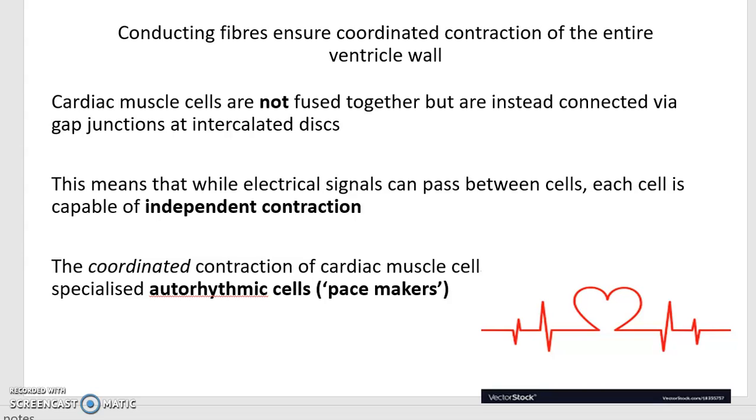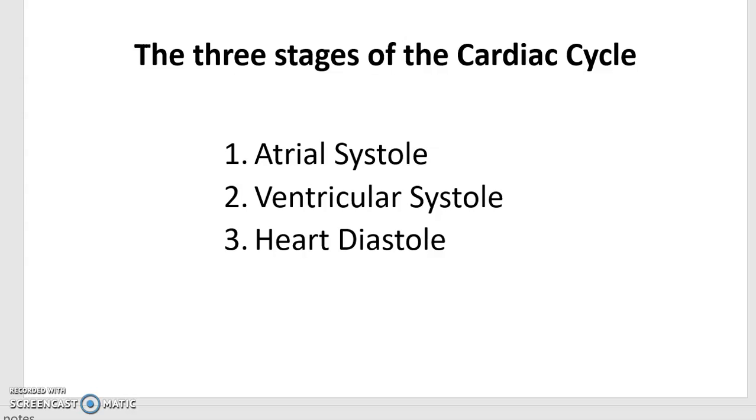We're going to look at how the pacemaker works, how the pacemaker causes atrial contraction or atrial systole, and then atrial systole is followed by ventricular systole, and then finally diastole. So there's 3 stages of a cycle of events that take place in the beating of the heart or the cardiac cycle.